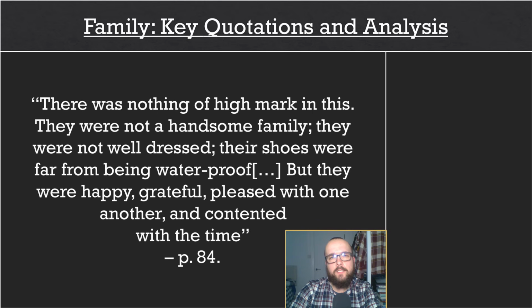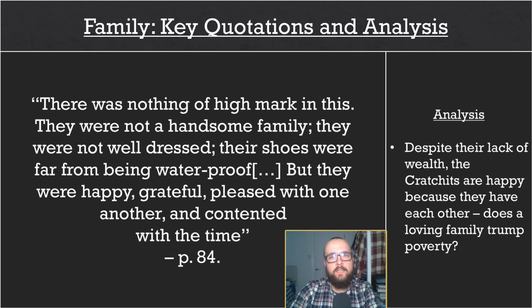However, despite this, they are happy, grateful, and pleased with one another. This suggests that despite their lack of wealth, the Cratchits are happy and lead satisfactory lives because they have each other. I think this raises some really important questions. For the working class in Victorian Britain, did having a strong, loving family trump poverty? Does the love that the Cratchits share make their otherwise difficult lives easier?